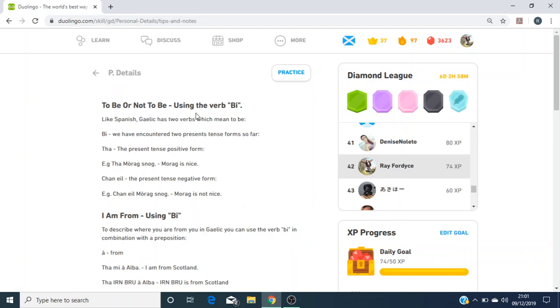So, to be or not to be, using the verb be. Like Spanish, Gaelic has two verbs which mean to be. So, be, we have encountered two present tense forms so far. Ha, the present tense positive form: ha morag snog, Morag is nice. And chanil is the present tense negative form: chanil morag snog, Morag is not nice.